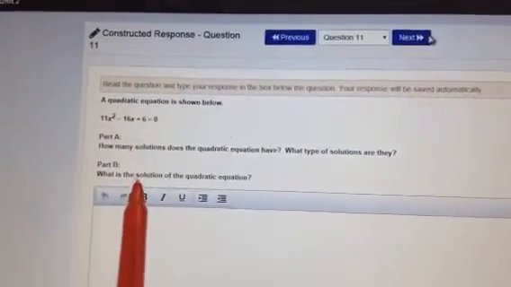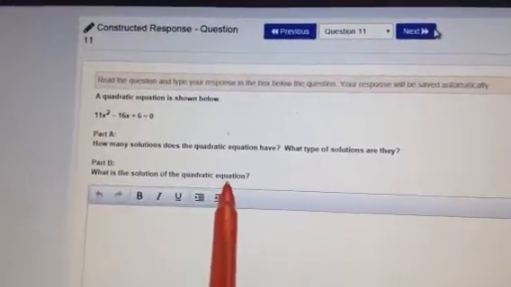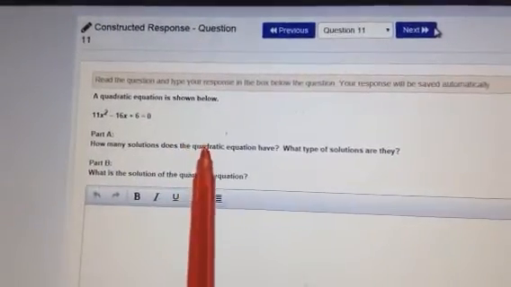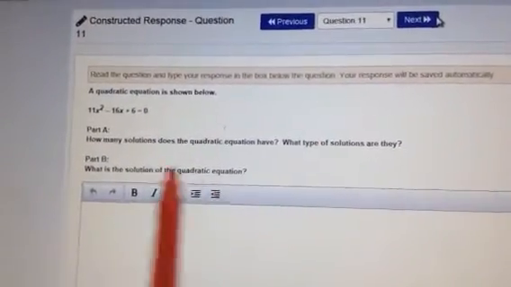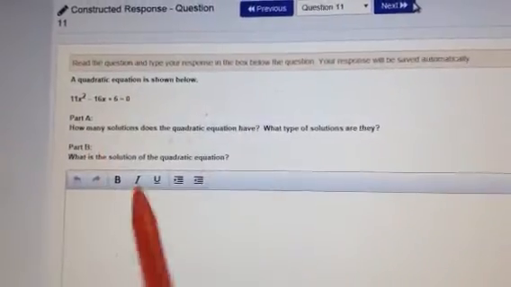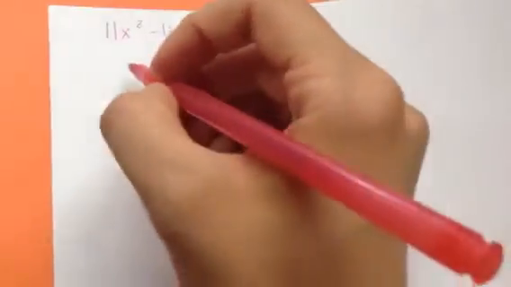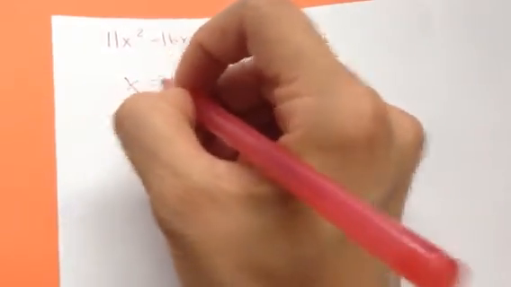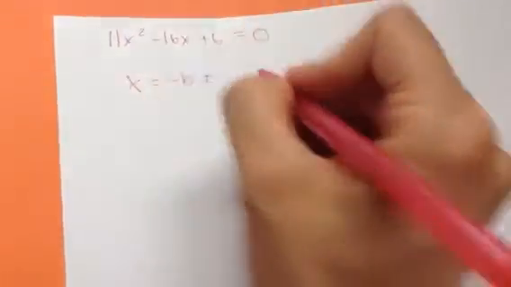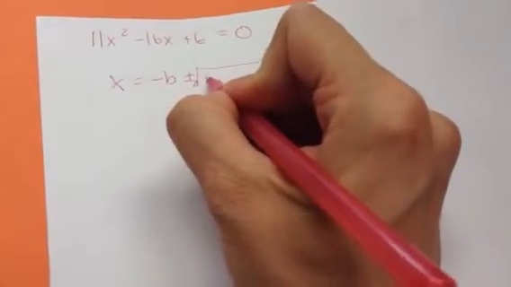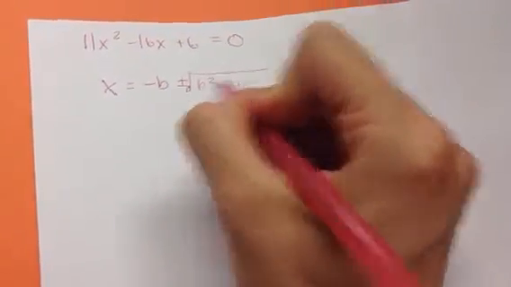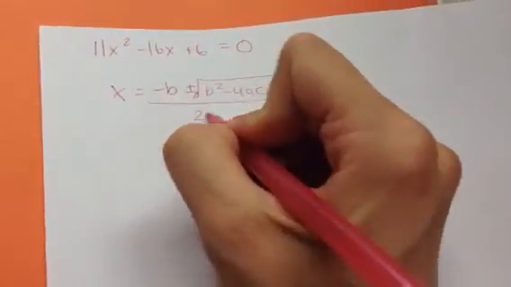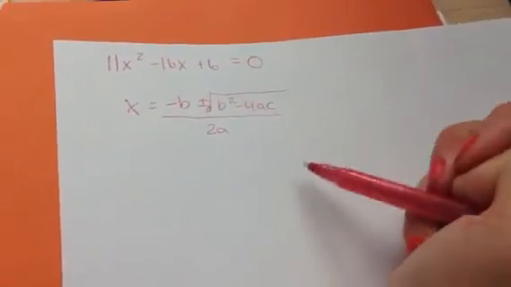Part B, what is the solution of the quadratic equation? So part A just cares about the type of solutions. Part B, it actually wants the whole quadratic formula. So let's start by writing down our problem and then the quadratic formula. X is equal to negative b plus or minus square root b squared minus 4ac all over 2a. Voice of an angel, I know.